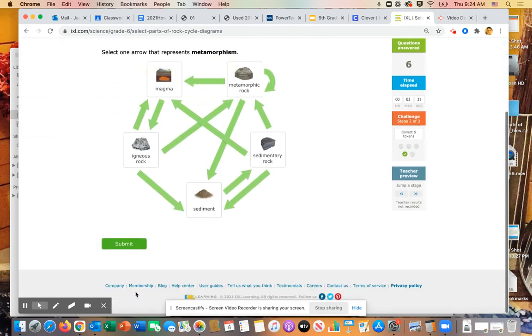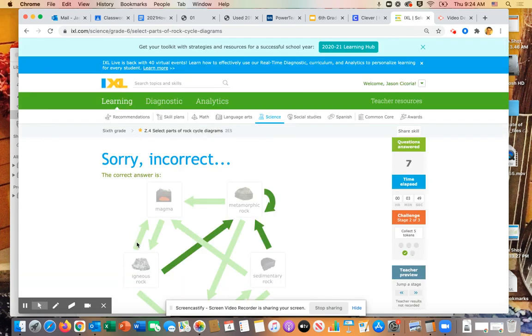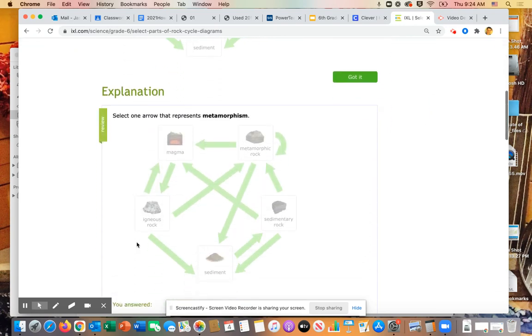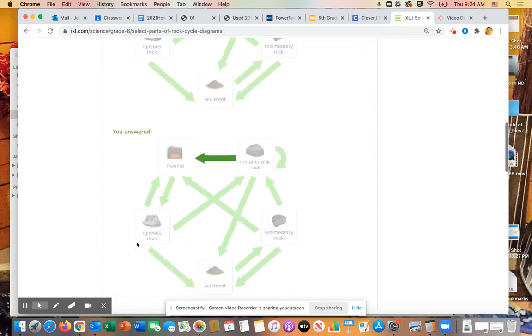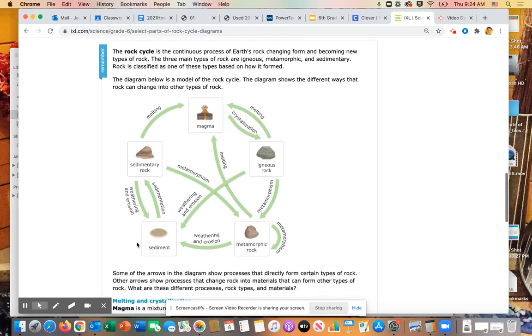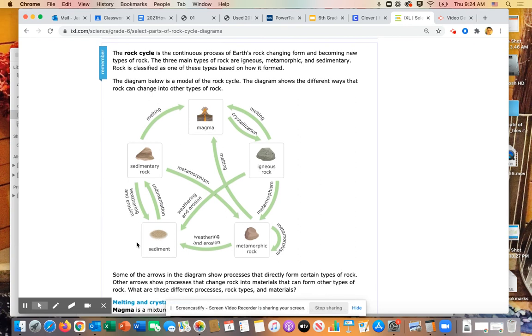All right, this time I'll miss one on purpose. Metamorphism, it's turning into a metamorphic rock. So it's got to point at the metamorphic rock. This is the right answer, okay? This would be the wrong answer because it's melting into magma. So let's say I choose that one and I'm wrong. Okay? Here, again, an explanation of how to get it right.